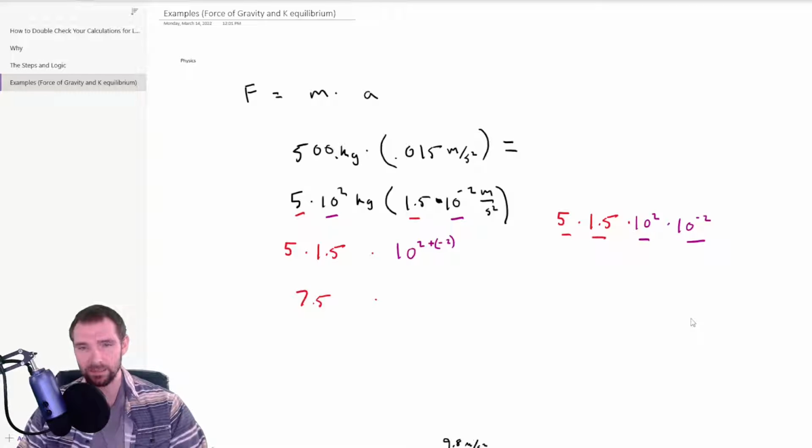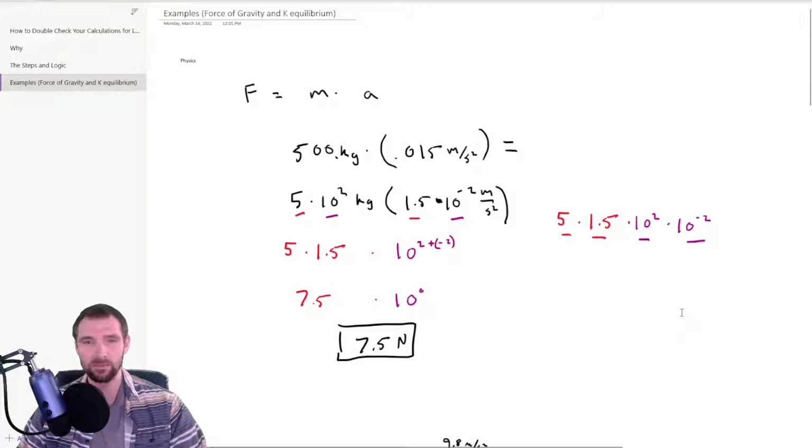And so if we do that, we've got our 10 up to the second, 10 up to the -2. Those cancel out, so this becomes 10 up to the 0th power, which is 1. So 7.5 times 10 up to the 0th power is 7.5. And this would be newtons because this is a force. So yeah, this works kind of nicely with this problem.